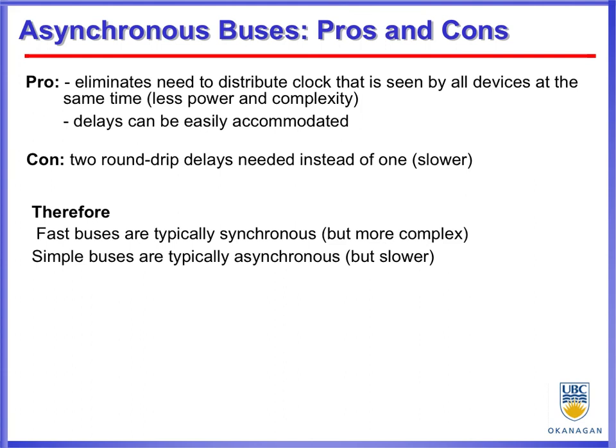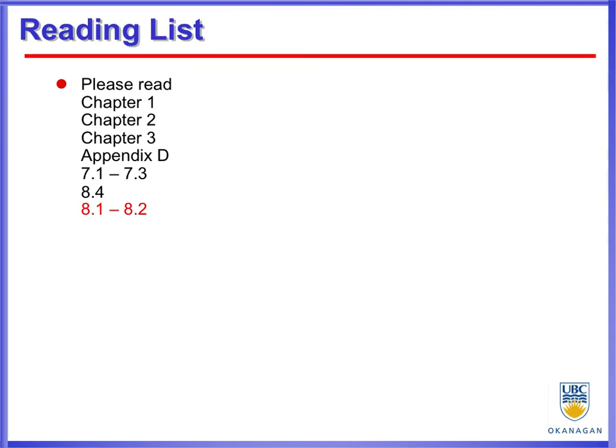You have to send a clock signal. You have to make sure all the devices see the clock signal at the same time. Simpler buses typically are asynchronous, okay? They're slow and simple or fast and complex, like you might imagine. Right, so that's asynchronous and synchronous.